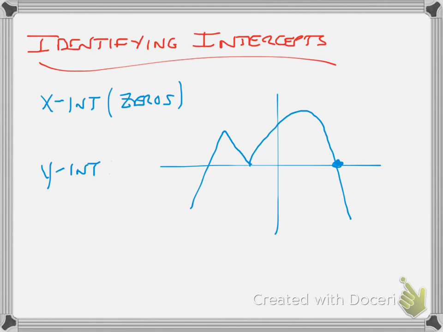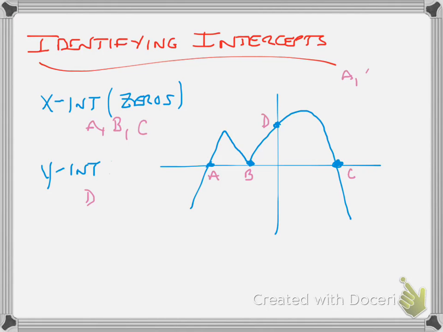All right, let's highlight these points. So we have a y-intercept here, and a couple of x-intercepts. If you're looking at a function, you can only have one y-intercept. If it's not a function, you can have more than one. So let's label these A, B, and C, and then D. Your x-intercepts here would be A, B, and C, your zeros along the x-axis, whereas your y-intercept would be D.